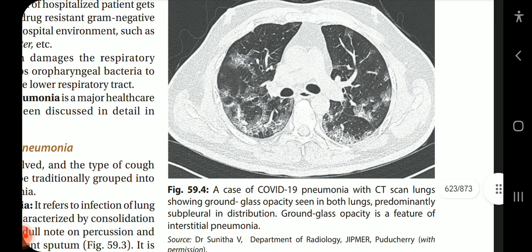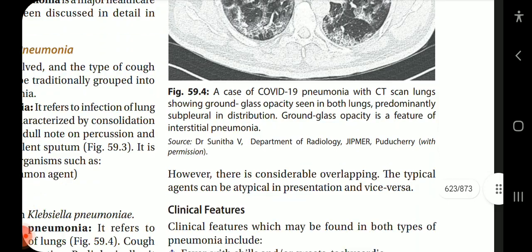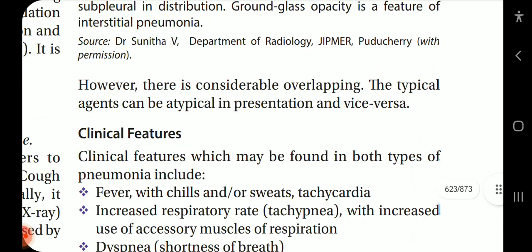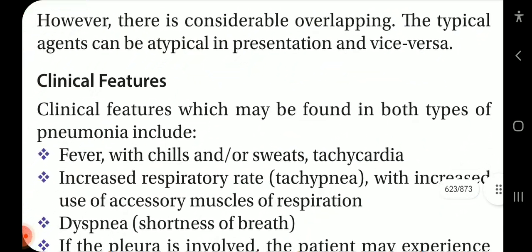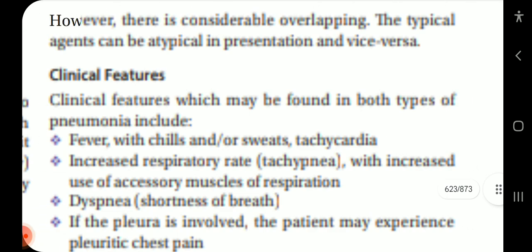This is a CT scan of a COVID patient showing ground glass opacity seen in both lungs, predominantly subpleural in distribution. Ground glass opacity is a feature of interstitial pneumonia. However, there is considerable overlap. The typical agents can be atypical in presentation and vice versa.